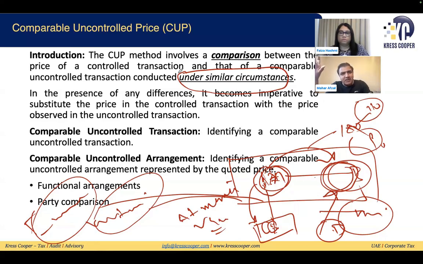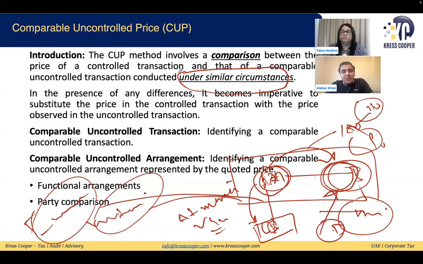If the circumstances are different, Incoterms are different, volume is different, nature of the goods is different, location, supply, if there's a difference, then we need to make an adjustment to make sure that whatever A is charging to B would have been the same as what A is charging to C. Coming back to the basic definition, this is called comparable uncontrolled price, where we are comparing the price of a controlled transaction with the price of an uncontrolled transaction.